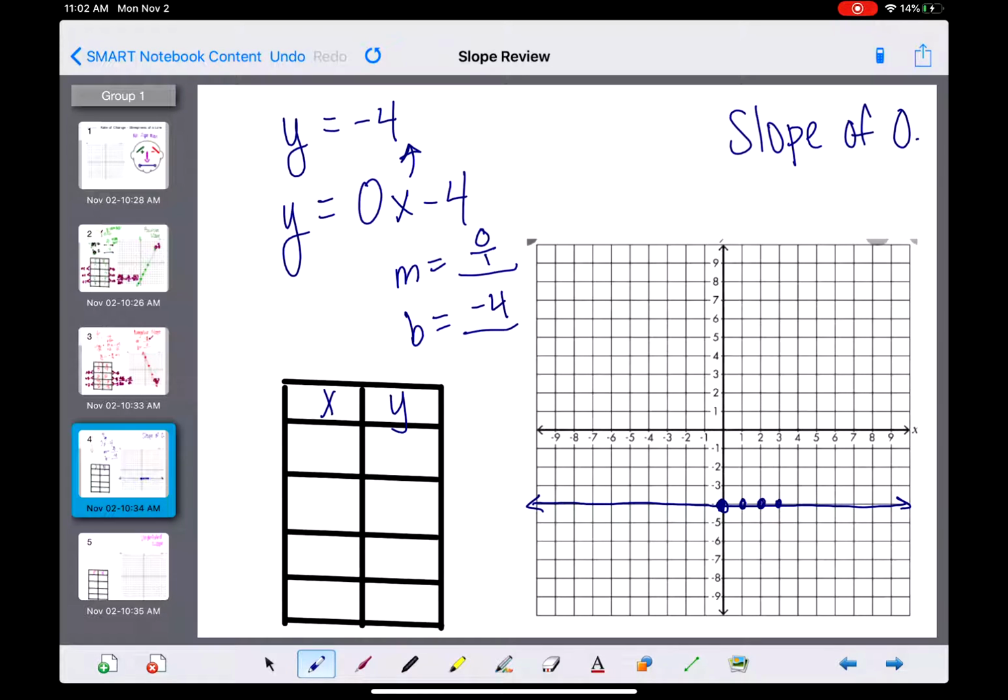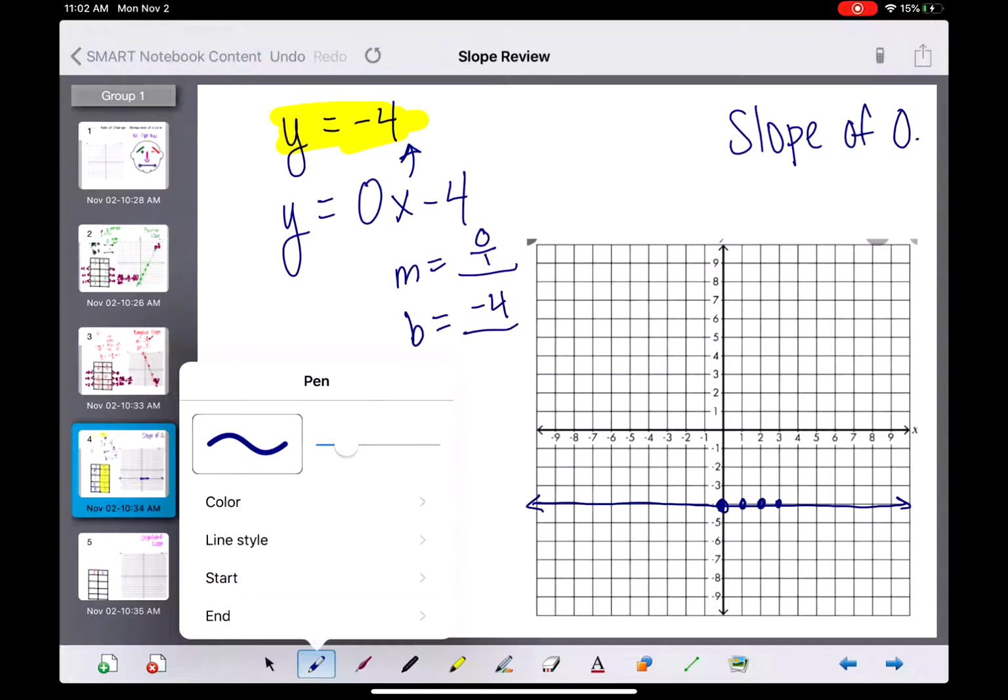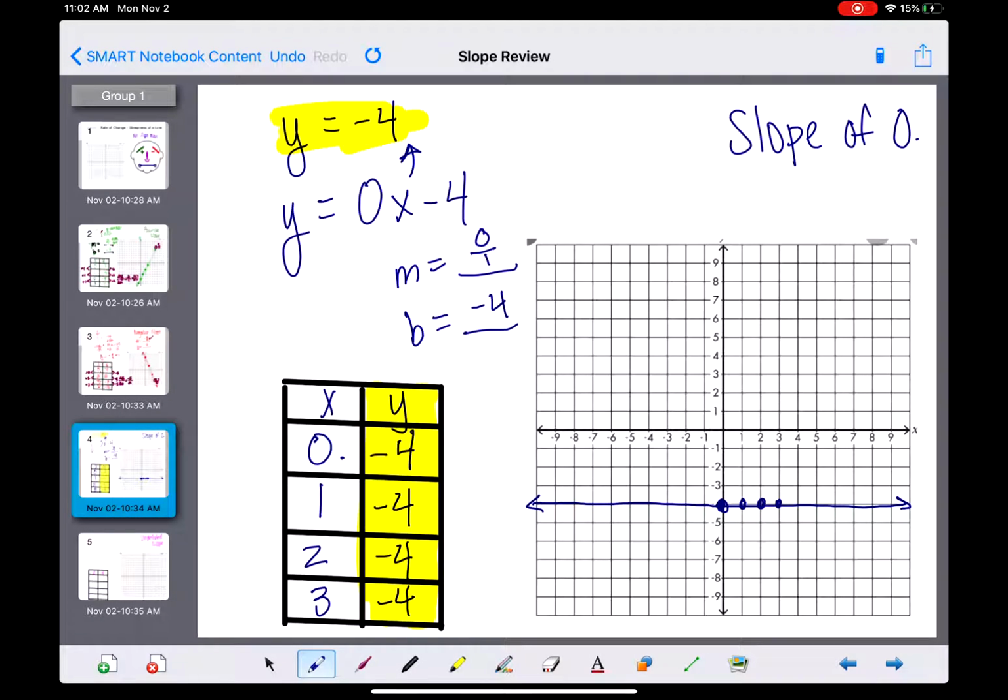My coordinates are (0, -4), (1, -4), (2, -4), (3, -4). It's important to recognize that the y value is always negative 4. That's what gives us our horizontal line. This is a function. None of my x values repeat.